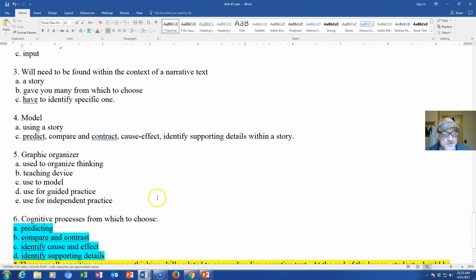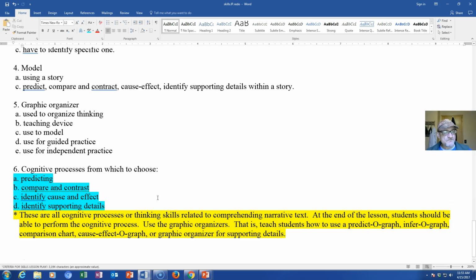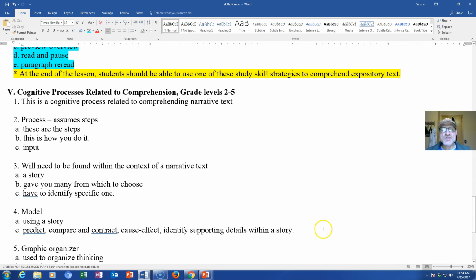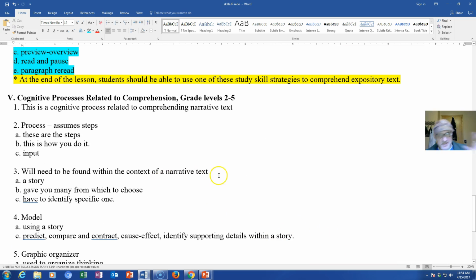Practice. And I've given you four cognitive processes from which to choose. You're teaching them how to use a predictograph, an infer-o-graph, etc. These are graphic organizers. All right, so you're going to teach them how to do it, but think in terms of I'm teaching them the cognitive process and I'm going to use that graphic organizer. All right, I'll give you time in class, but I want you to look at this before you get to class.